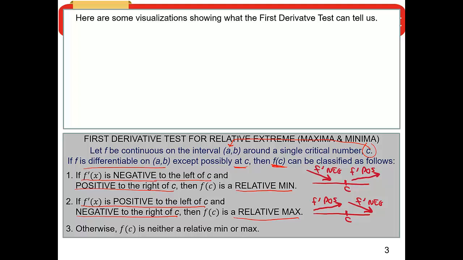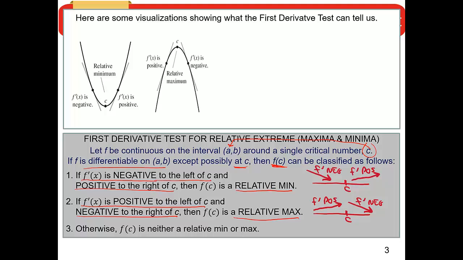Here are some ways to look at this and get in your head some visualizations that will help you see what we're talking about. Here's the case where c is a relative minimum. You have a function that, going from left to right, dips to a minimum and then starts back up. You can see on the left side the derivative is negative, and on the right side of c the derivative is positive. That shows you that you're at a relative minimum at c.